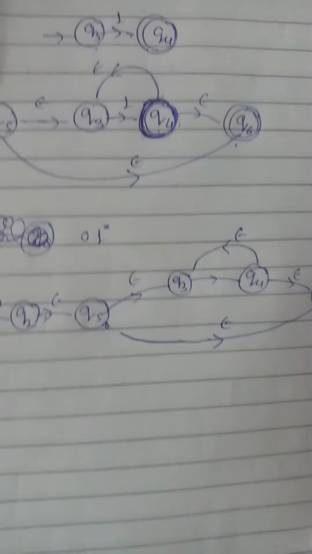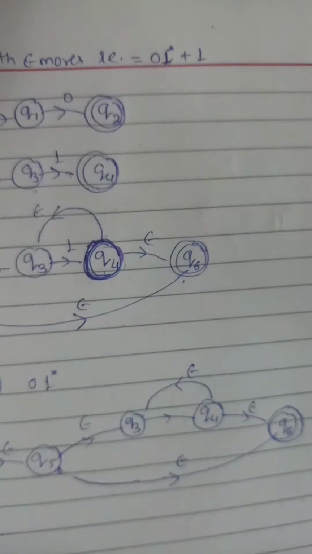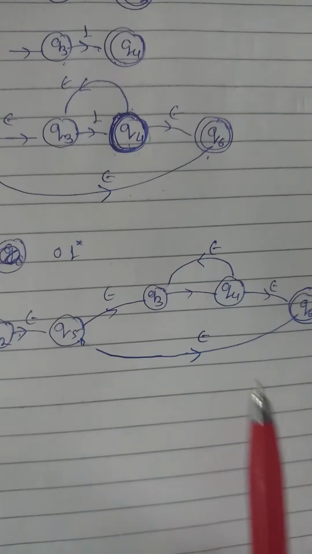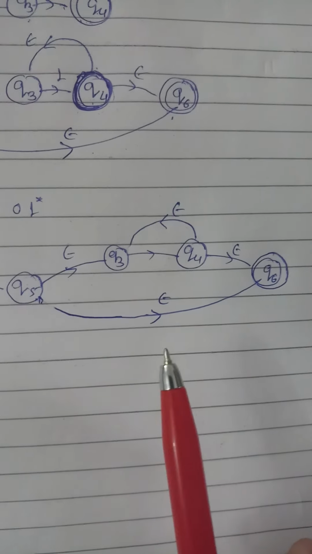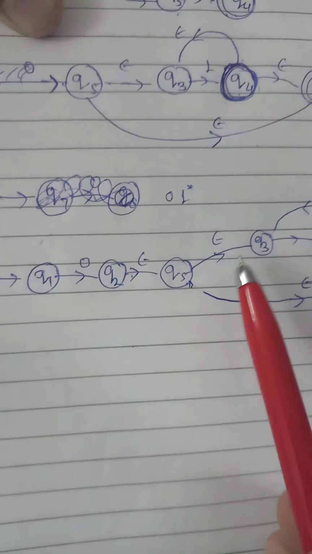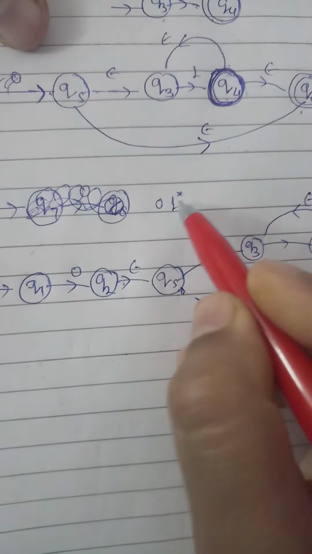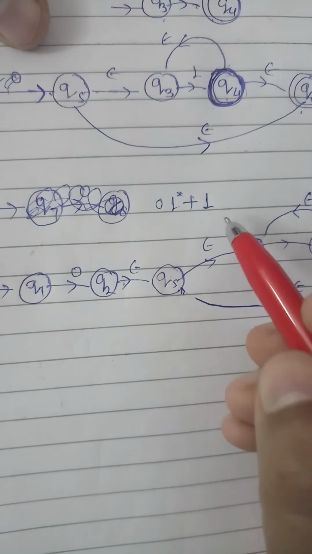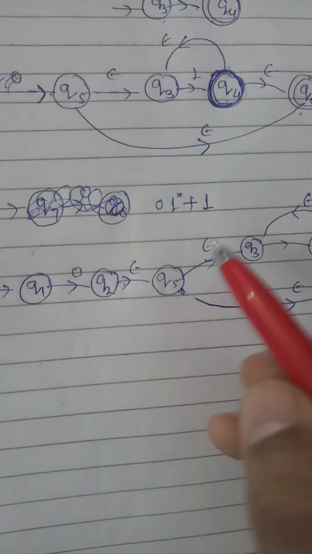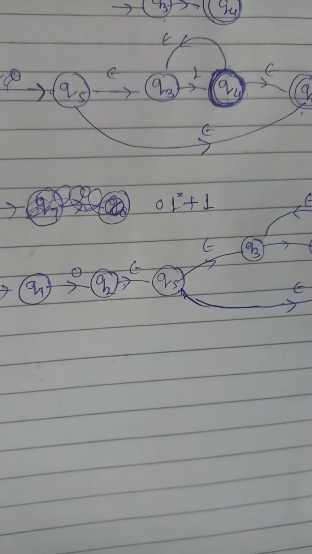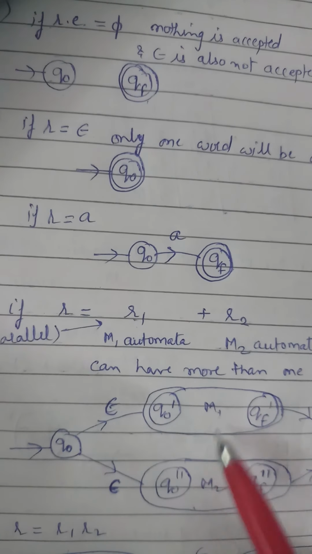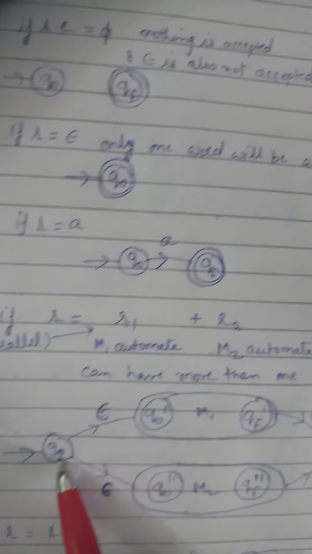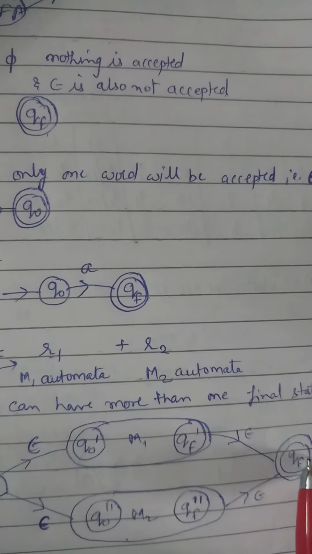But what do we have exactly? We have 0, 1 star plus 1. So here we made 0, 1 star by adding 0 with 1 star with an epsilon move. But one more thing we need to add here, plus 1. If we have anything with plus, we add it in parallel. According to the rule, if we have R1 plus R2, then we add both in parallel, and we add another initial state and final state.